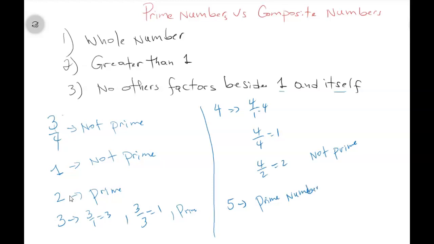Okay. So if the number is not prime, then it is composite. 4, for instance, is not prime. 4 is a composite number. So if the number has any other factor besides 1 and itself, then it is a composite number. I will repeat that. If the number has any other factor besides 1 and itself, then the number is a composite number.